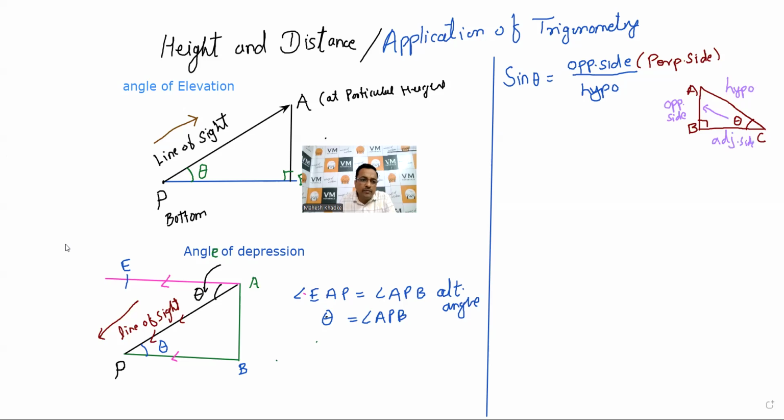अभी साइन आ गया, then we have to know about the cos theta. Formula is cos theta is adjacent side upon hypotenuse. Adjacent side को कहीं कहीं पे base बोला गया है, it is known as base also. And then next one is the tan theta. Tan theta is equal to opposite side upon adjacent side.